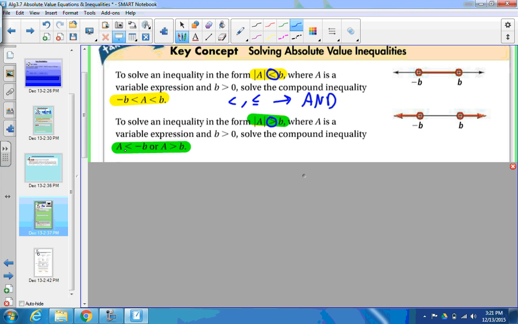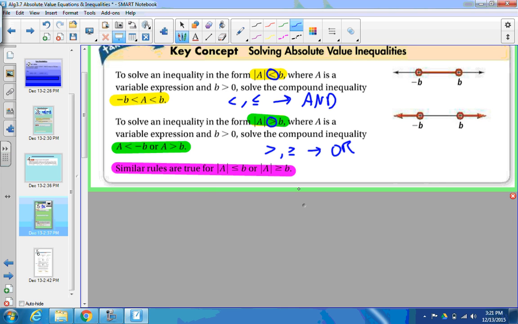Solve the inequality as an or. So greater than and greater than or equal to would be or inequalities. And it's important how it's written. You put whatever is inside of the absolute value, and it'd be less than negative b or greater than positive b. And again, this just says it works for when you have or equal to.